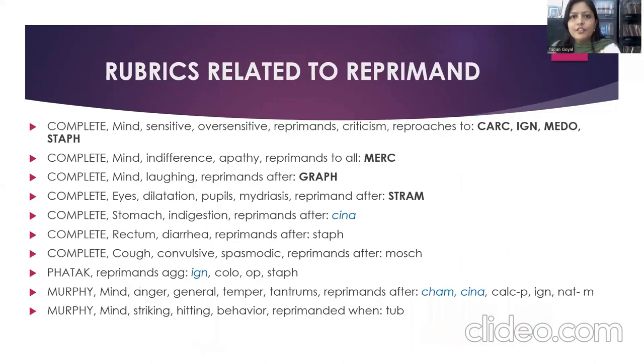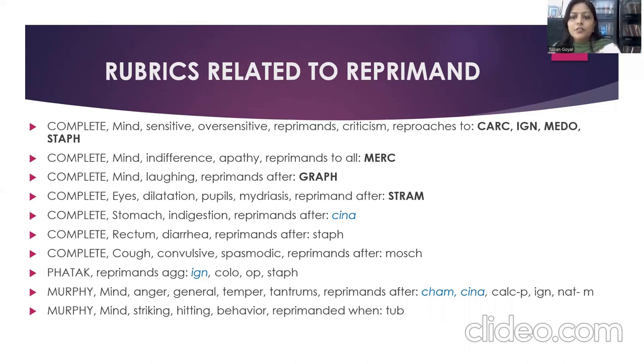So we will see the related rubrics to reprimand. In Complete Repertory, we have Mind, sensitive, oversensitive to reprimands, criticism. In high grade, we have Carcinosin, because Carcinosin is again a very sensitive and very conscientious remedy. We have Ignatia, a very strong-willed, very diligent remedy. So they get affected and become sensitive towards reprimands.